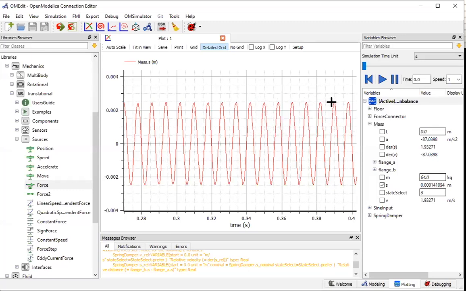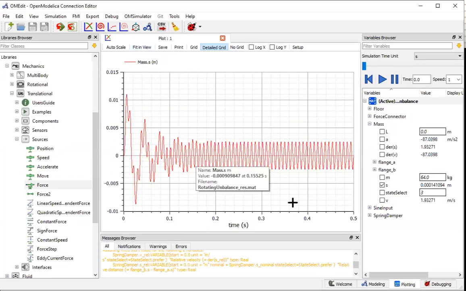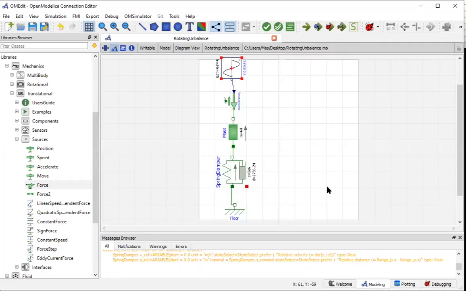It's still a little oscillating because we still have some effect of transient response. So you have to run the simulation a little longer to totally eliminate the effect of transient response. But that's how pretty much you can model rotating unbalance in Modelica, right? All you need to think about is basically a forced vibration. The amplitude of the force input signal is m naught e omega squared, and that's it.